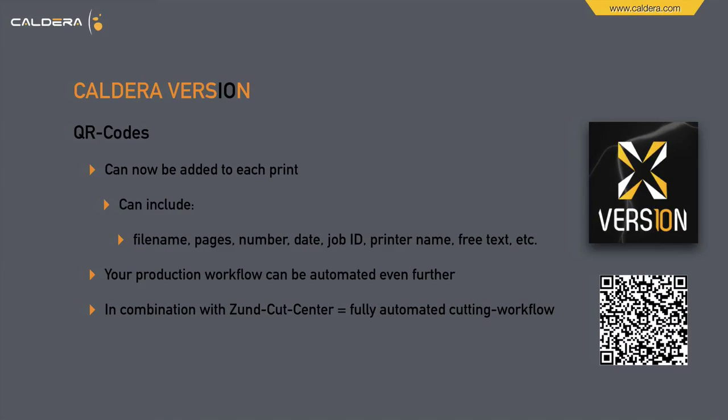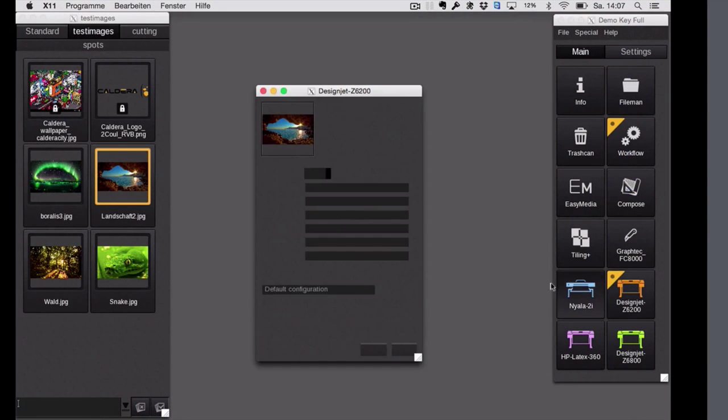Also new in version 10 are QR codes. They can now be added to each print. They can include things like file name, pages, number, date, job ID, printer name, free text, etc. Your production workflow can be automated even further. In combination with Zund Cut Center, you can even achieve a fully automated cutting workflow. So let's look at that as well.